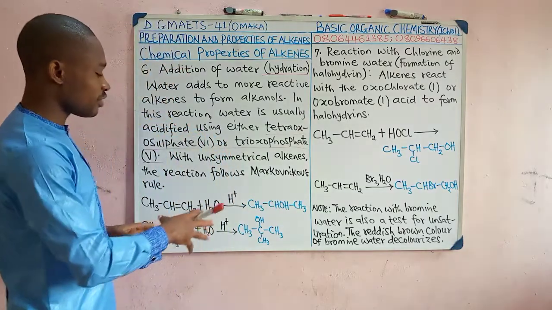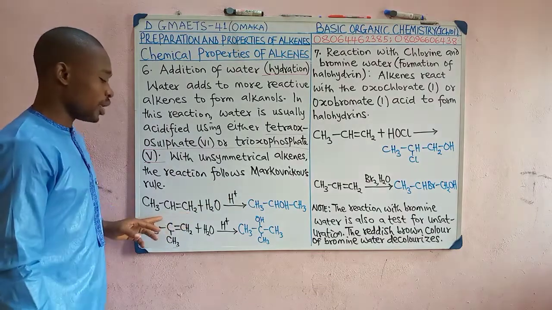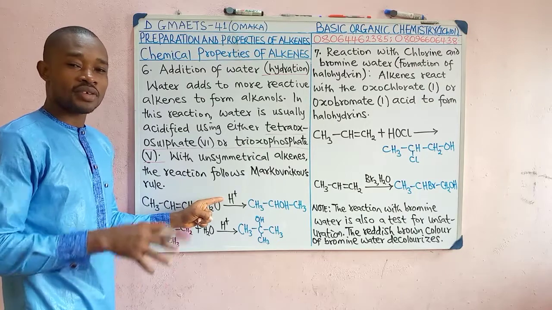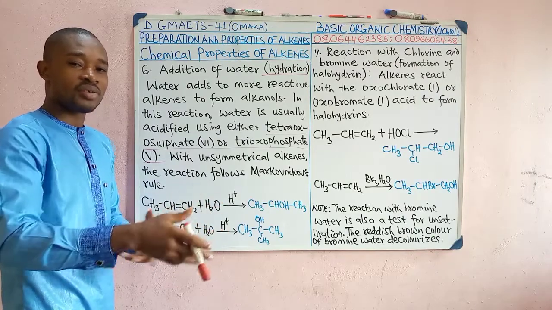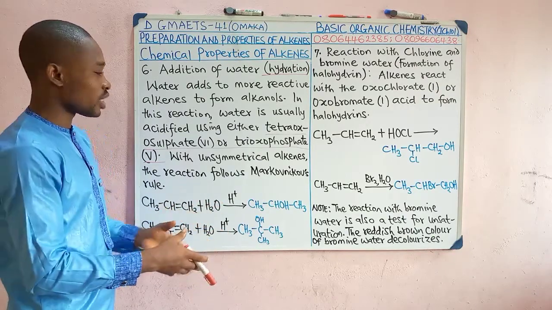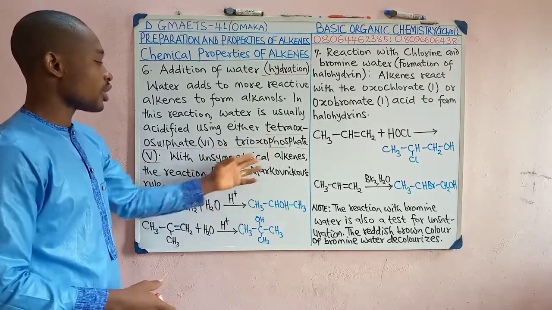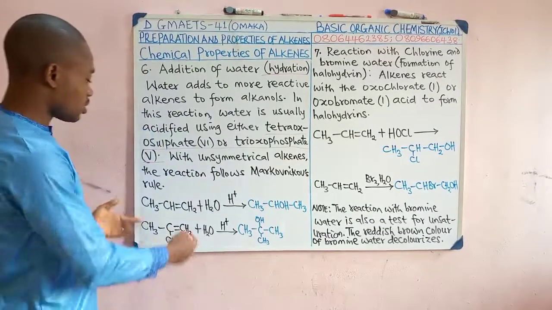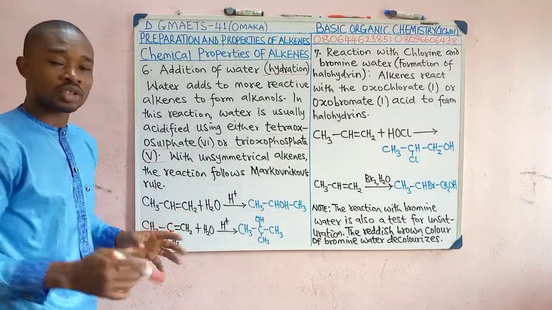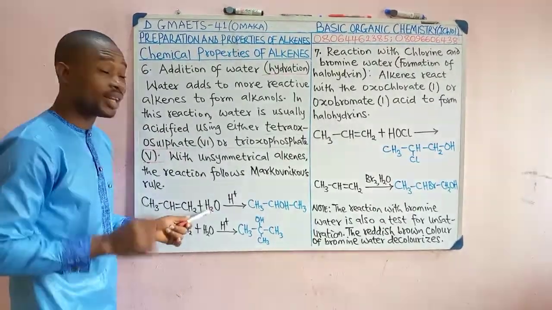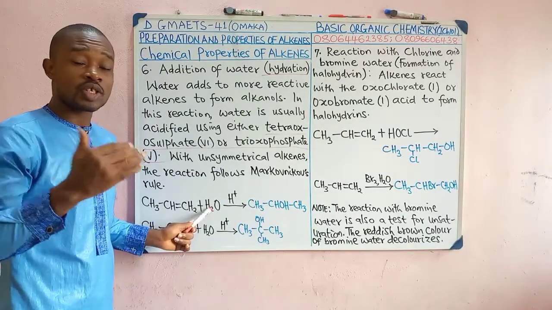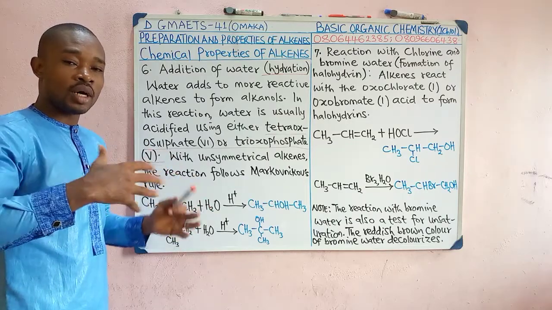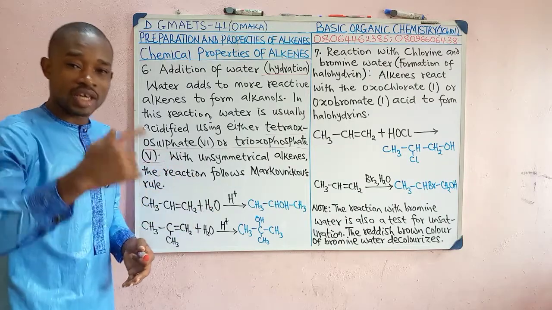On the board we have these two reactions. This is propane reacting with water. This H plus here is telling us that there is an acid used to catalyze the reaction. As I mentioned, we can use either tetraoxosulfate 6 or trioxophosphate 5 as the acid. So this compound, propane, is an unsymmetrical alkane. During the reaction, what's going to happen? Of course, as usual, water is going to split into OH negative, that is the hydroxyl, and it also releases hydrogen ion. Is that okay?